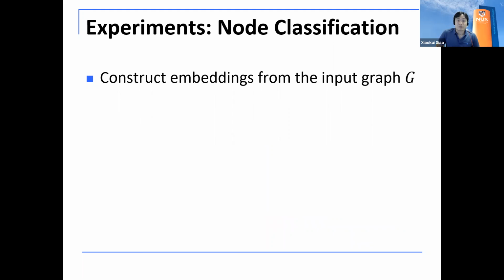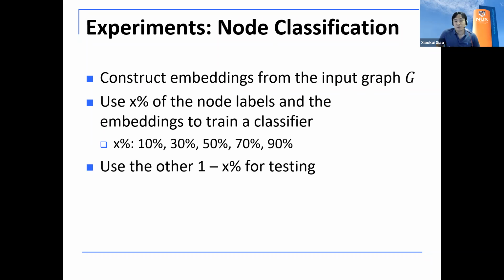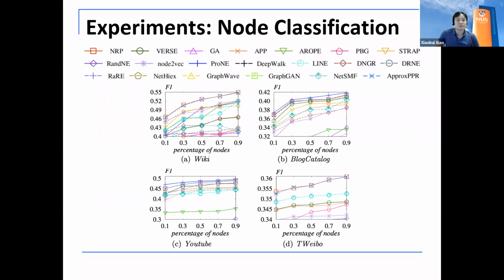In our second set of experiments, we focus on node classification. So for this experiment, we construct embeddings from the input graph G, and we use X% of the node labels as well as the embeddings of those nodes to train a classifier. The percentage of the node labels used varies from 10% to 90%. And then we'll use the remaining 1 minus X% of the node labels for testing purposes. And the accuracy measure in this case is F1 score. And these are the results that we have for node classification.